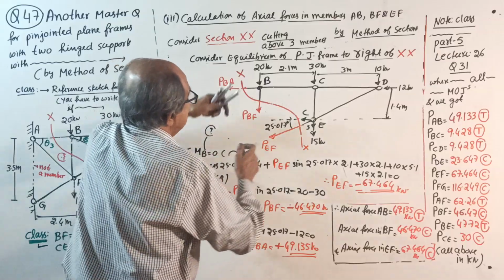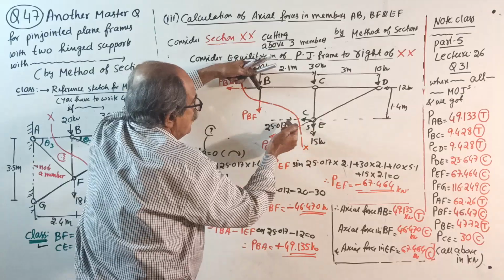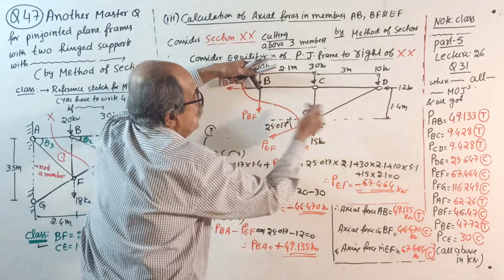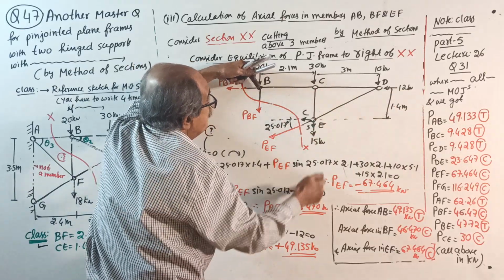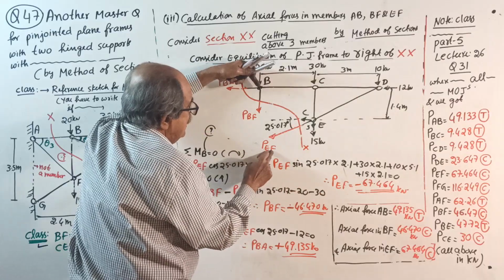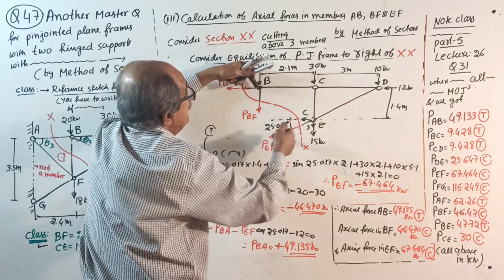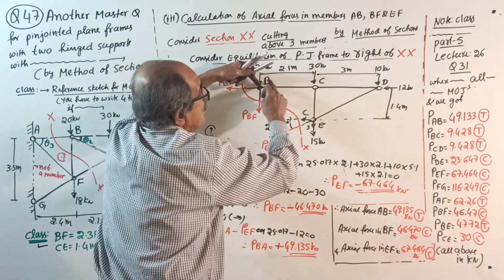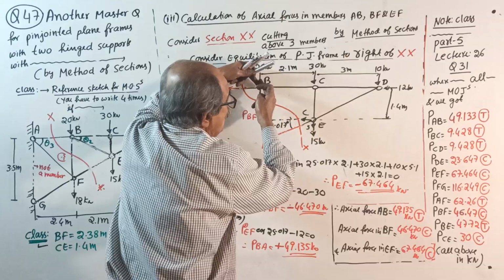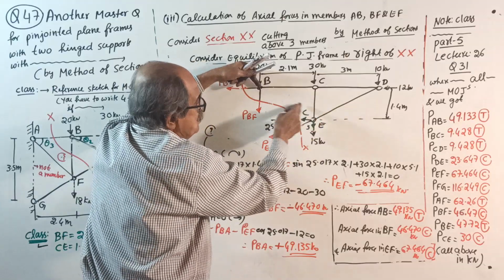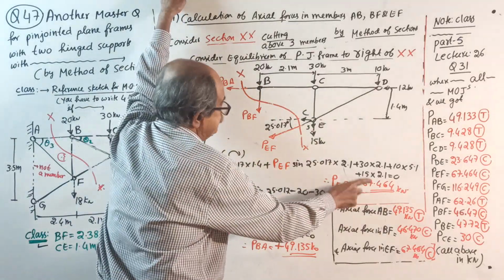Okay, now take moment. See, this horizontal component, PEF cos of this angle into 1.4 clockwise, vertical component, PEF sin 25.017 into 2.1 clockwise, plus 30 into 2.1, plus 10 into 5.1, 12 into 0, plus 15 also into 2.1, equal to 0. You get the value of PEF.